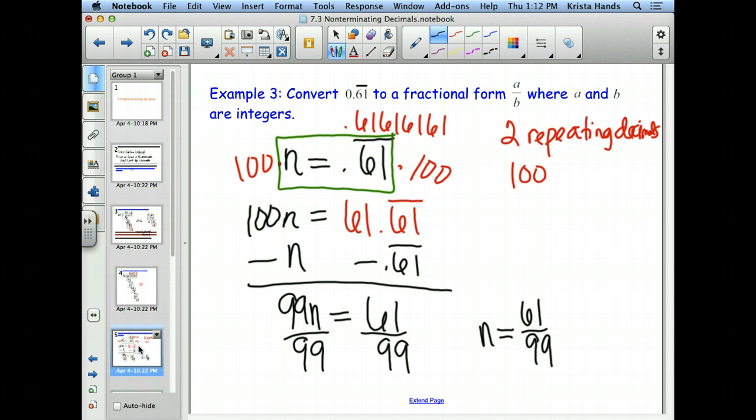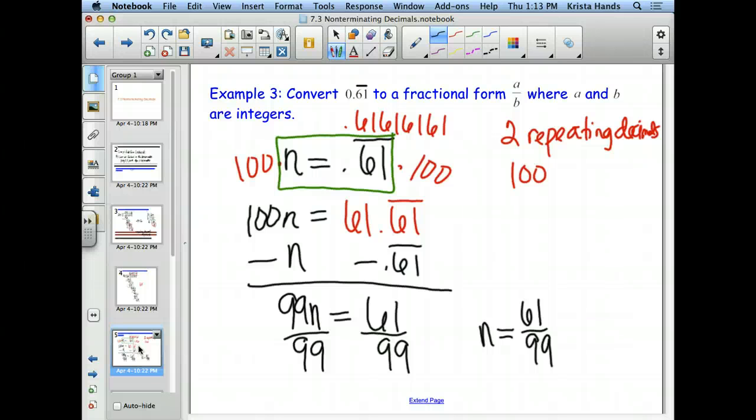How? Get your calculator. What does 61 over 99 look like? 0.616161... Well, eventually it says 2 because your calculator doesn't know what to do with it. You so need to see another one, don't you?